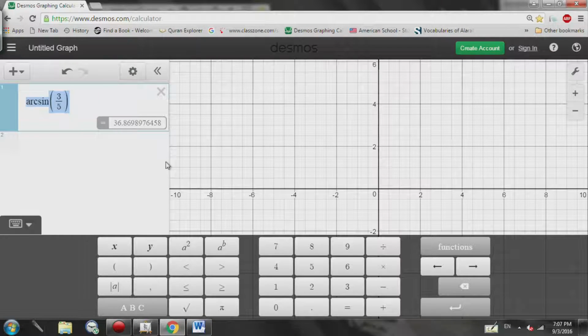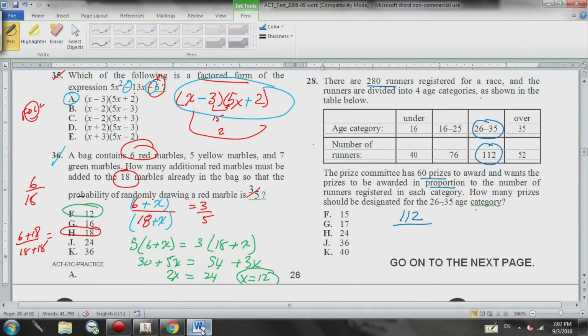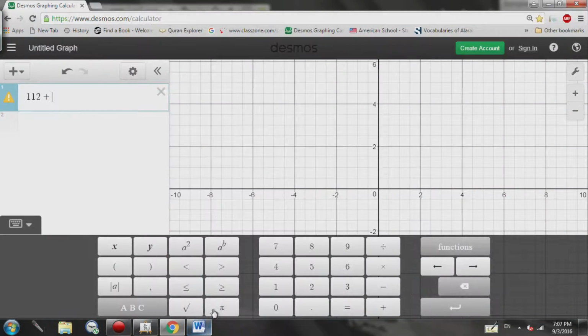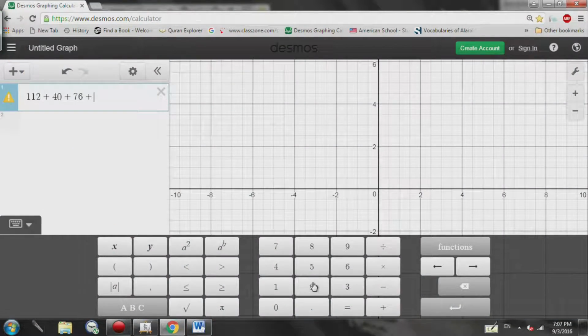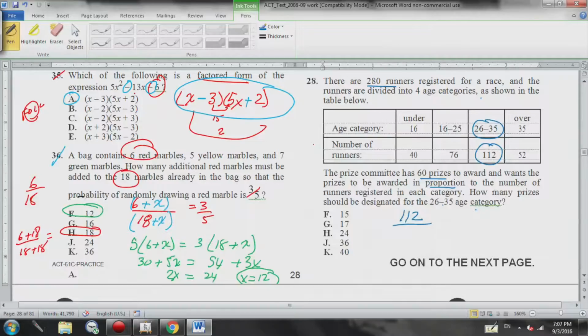So that's 112 plus 40 plus 76 plus 76 plus 52. So the total number is 280. Okay, that's how many. That's the proportion.